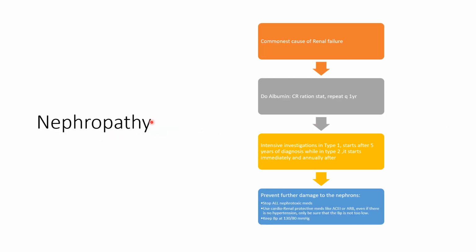In nephropathy, the common cause of renal failure is diabetic nephropathy. Here, we can do an albumin to creatinine ratio at the first visit and then repeat that every year in type 2 diabetes. Intensive investigations in type 1 will start after 5 years of diagnosis, while investigations for nephropathy will start in type 2 the first time we make the diagnosis, and then annually.